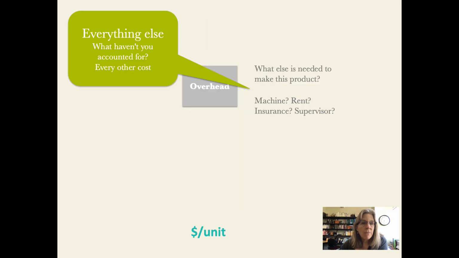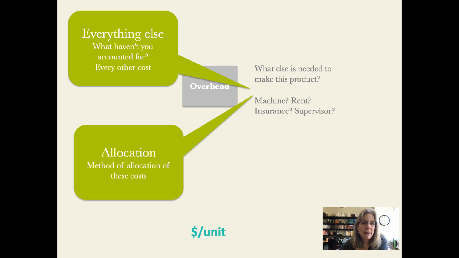And then in overhead, we want to know everything else, like what haven't you accounted for? And then the question is, how do you allocate that to the particular unit? So we have all these expenses like rent and machine costs, and how do you actually put that in a dollar per unit calculation? And that's what we will look at in overhead.